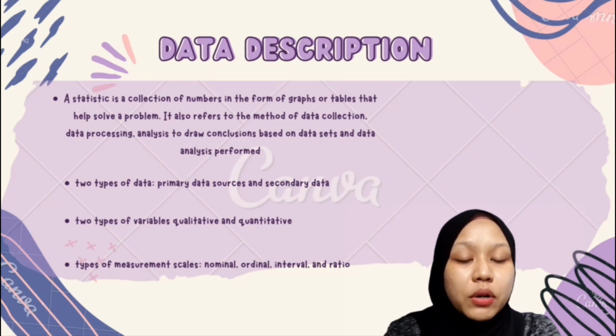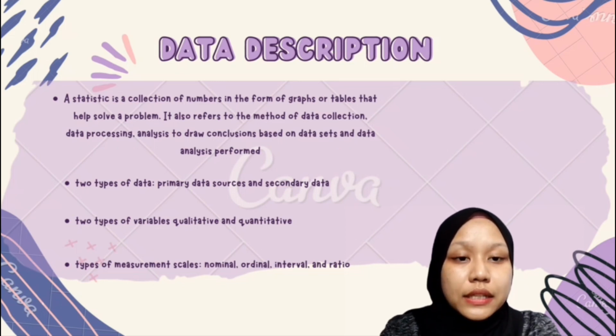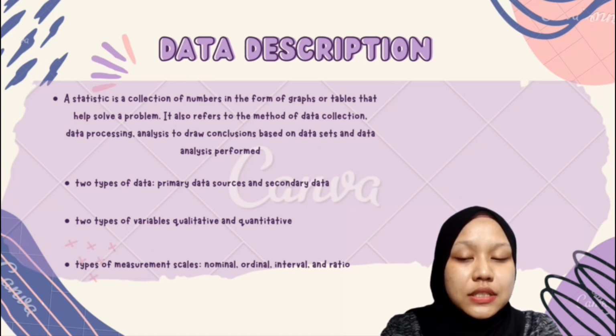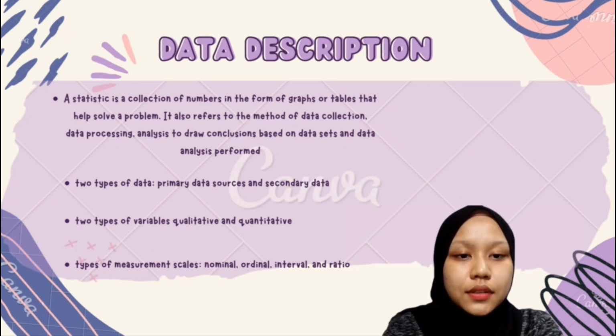Next, we have two types of variables, qualitative and quantitative. The qualitative variables, on the other hand, can be grouped or categorised. The quantitative variables have numeric values. Meaningful calculations such as means and standard deviation can be performed on quantitative variables, but not on qualitative variables.